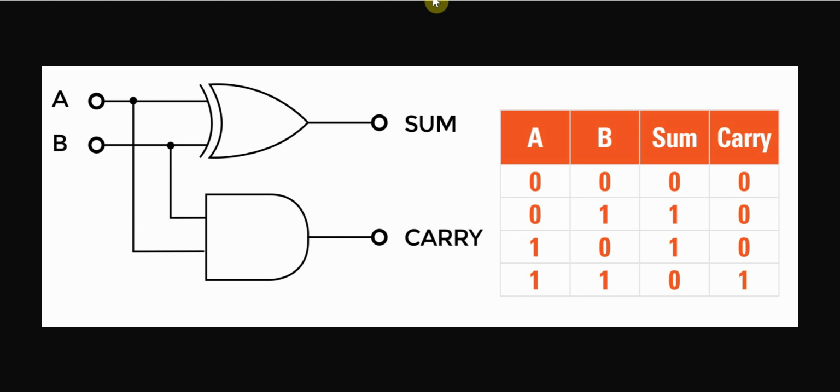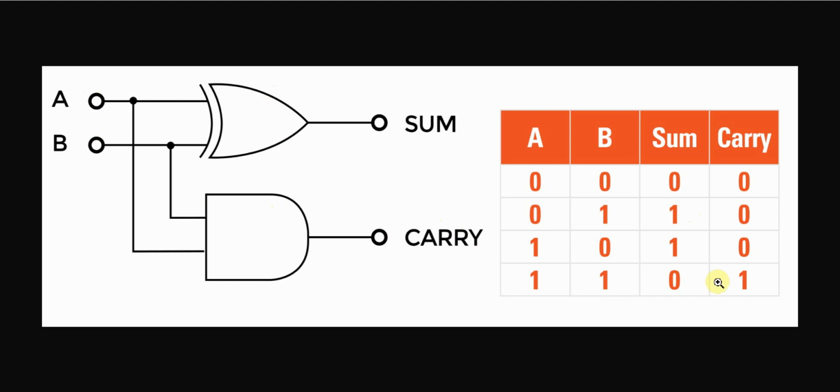In this tutorial, we will learn how to write a Verilog code for a half-adder circuit. A half-adder circuit will have two inputs A and B, and two outputs, which are sum and carry. The expression for sum is given by A XOR B. That is why we have an XOR gate. And the expression for carry is given by A ANDed with B. So this represents an AND gate.